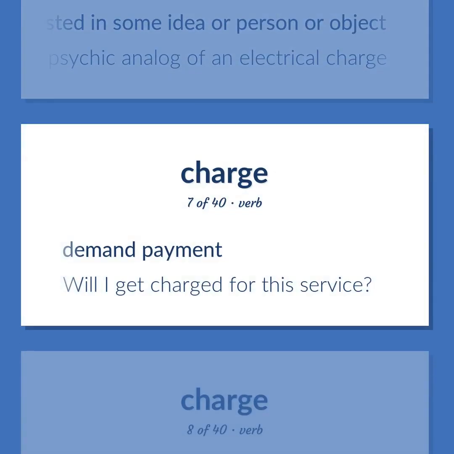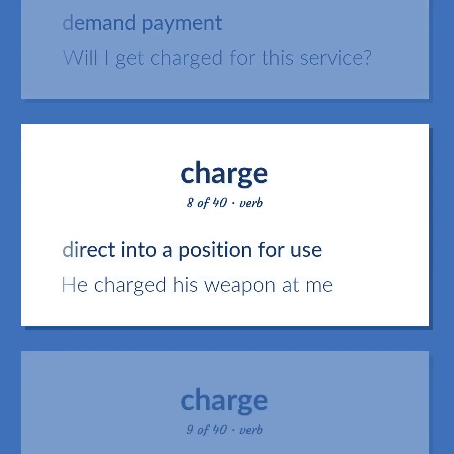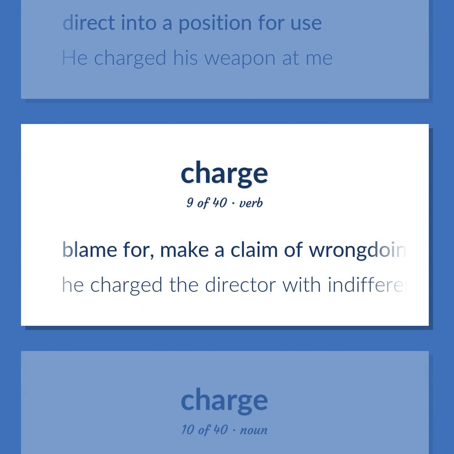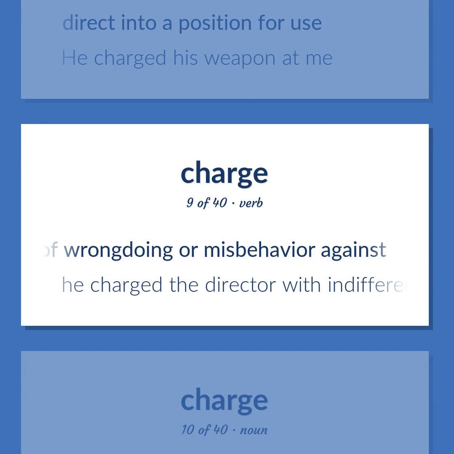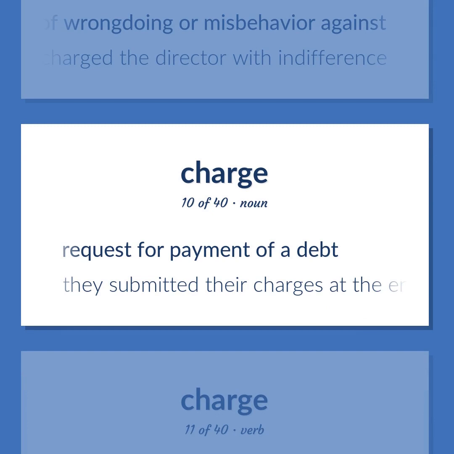Demand payment. Will I get charged for this service? Direct into a position for use. He charged his weapon at me. Blame for. Make a claim of wrongdoing or misbehavior against. He charged the director with indifference. Request for payment of a debt. They submitted their charges at the end of each month.